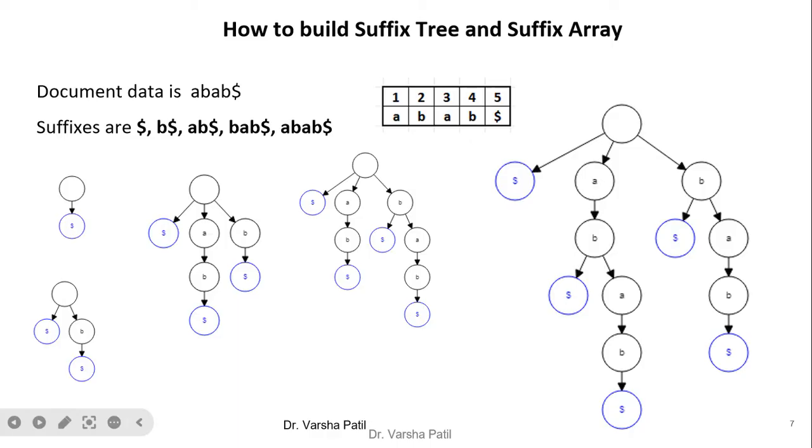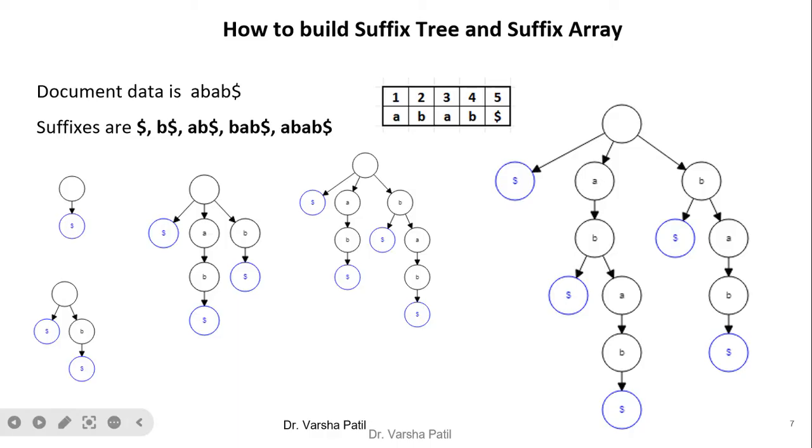Now we will construct the tree. First path is dollar, so dollar. Next, dollar and B dollar: in the starting there is nothing common, so we make two branches. First is dollar and next is B dollar. Third is AB dollar. Again there is nothing common here, so three branches: dollar, AB dollar and B dollar. Next is BAB dollar. Here B and this B are common, so one branch goes to B, then dollar, then another branch goes B and AB dollar, like this, B dollar and AB dollar.